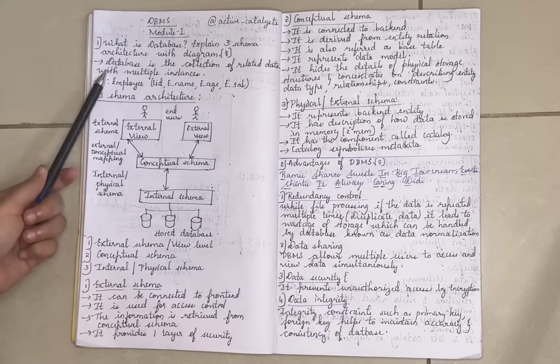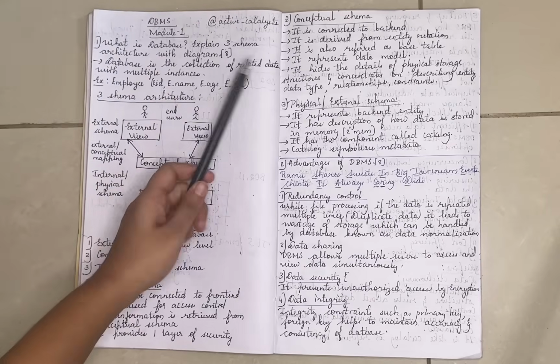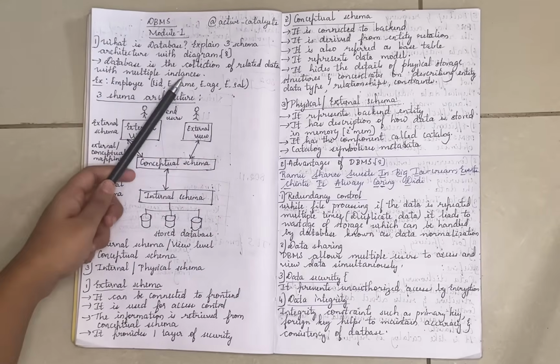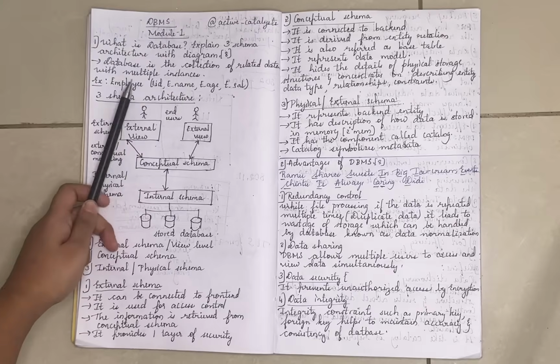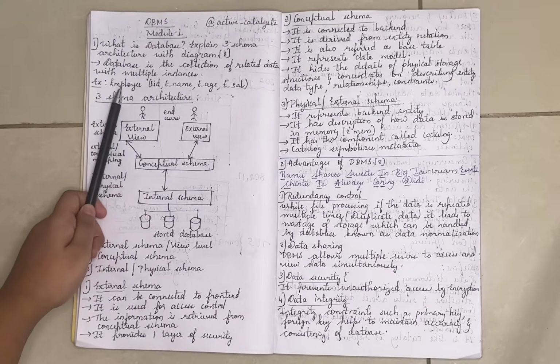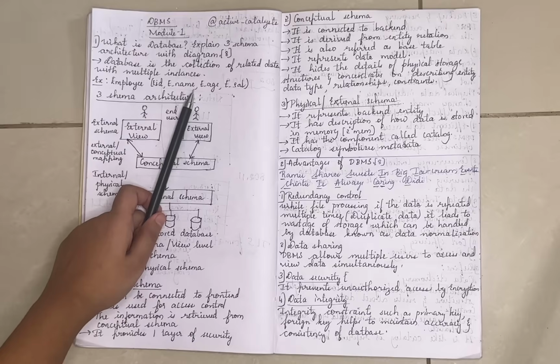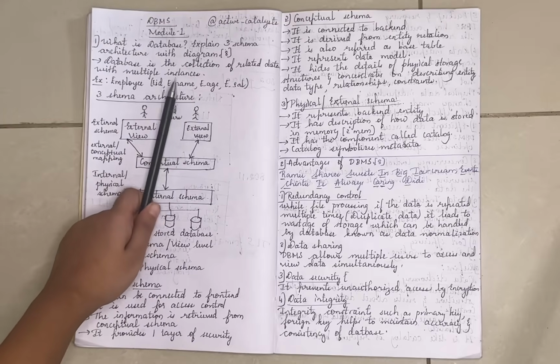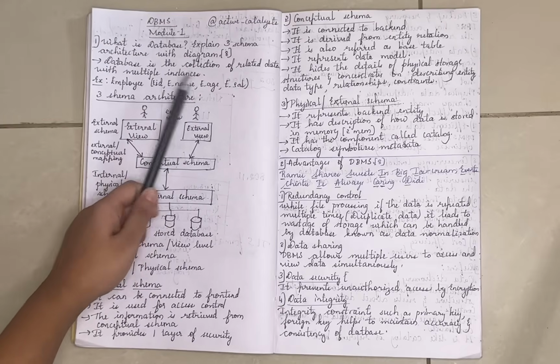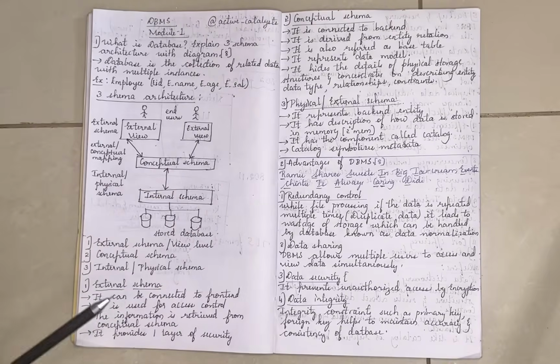So you already know a database is nothing but a collection of related data with multiple instances. Let us consider an example: an employee will have multiple sub-related data, like EID, e-name, that is employee ID, employee name, employee age and e-salary.